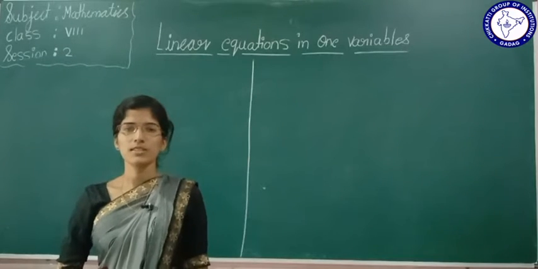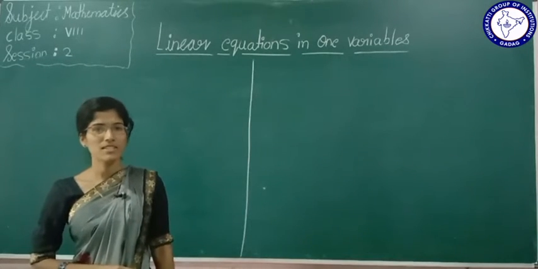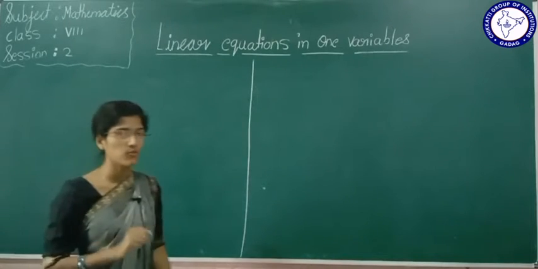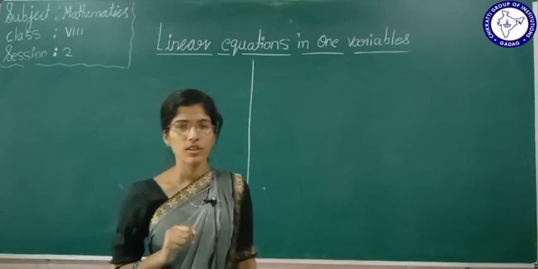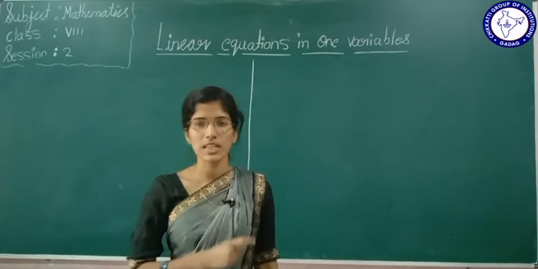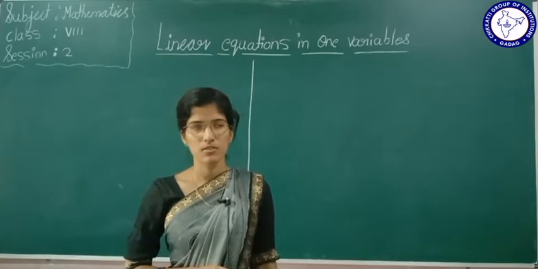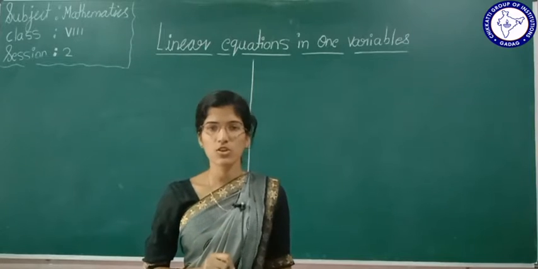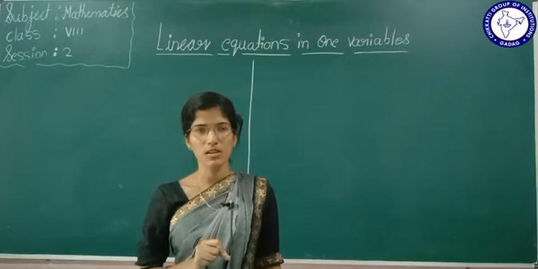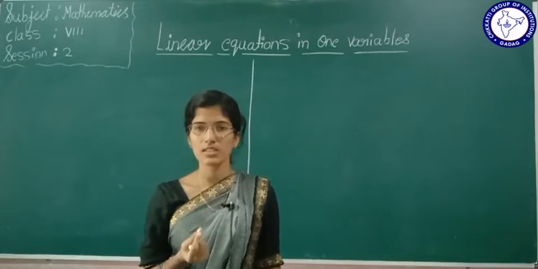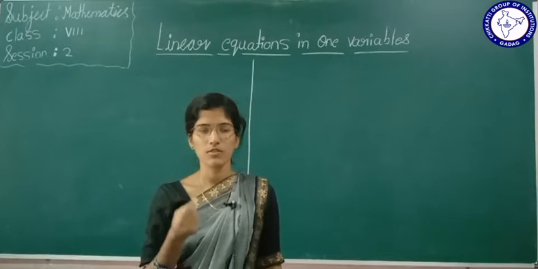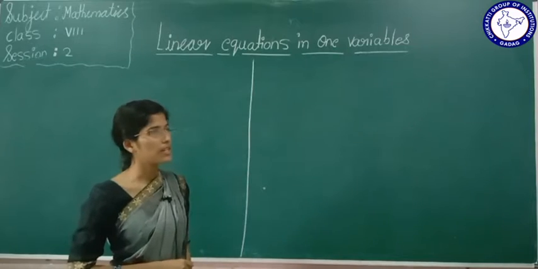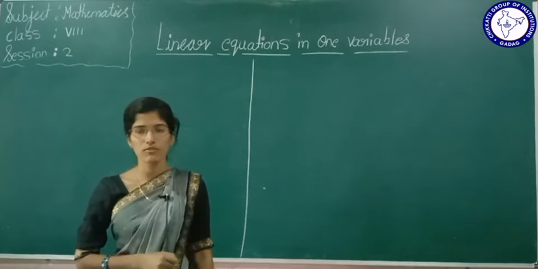Good morning, students. In the last class, we were discussing linear equations in one variable. We came to know what a linear equation in one variable is. An equation that consists of one variable, and the highest degree of the variable should be 1, is nothing but a linear equation in one variable.